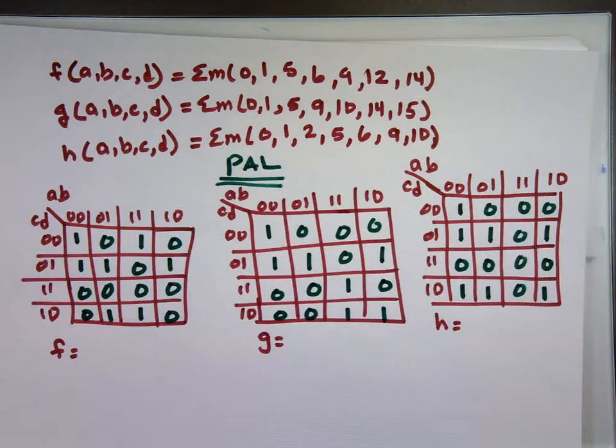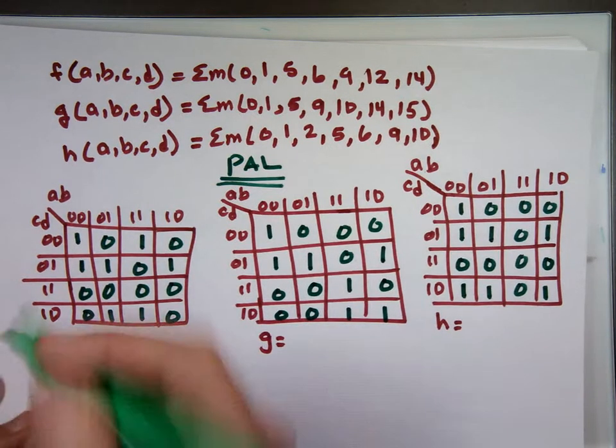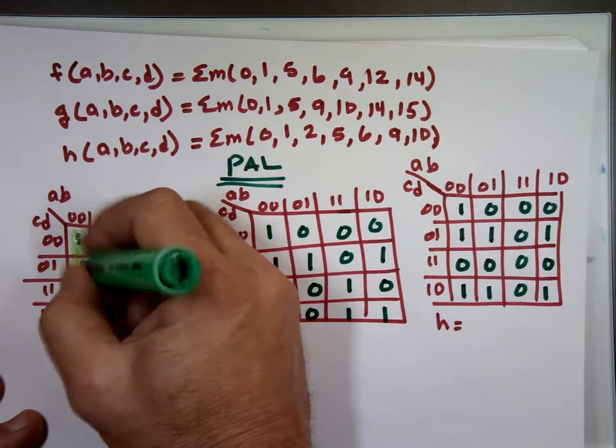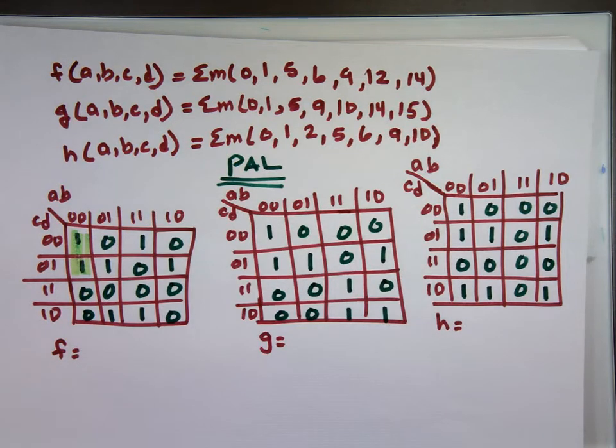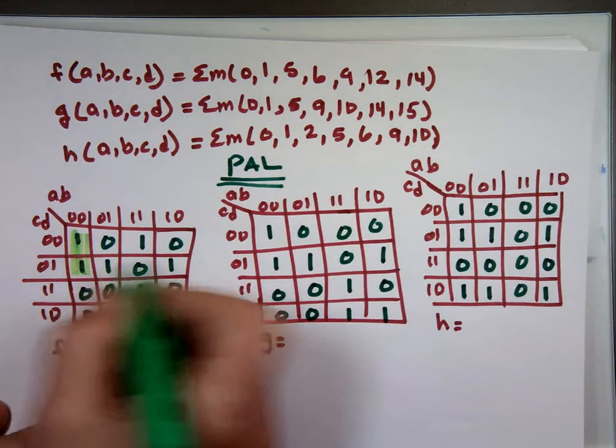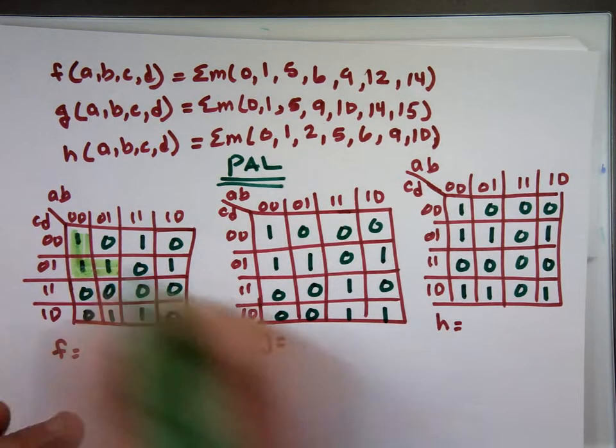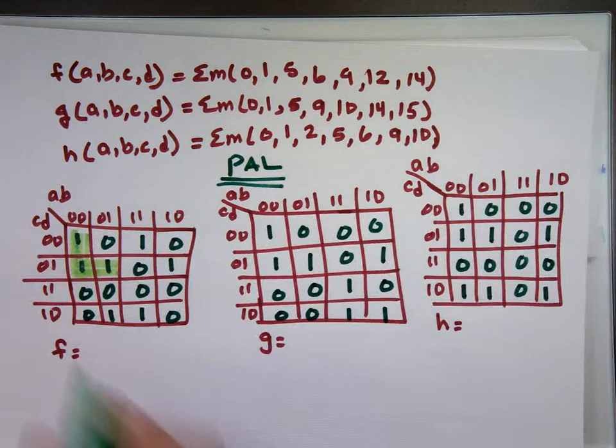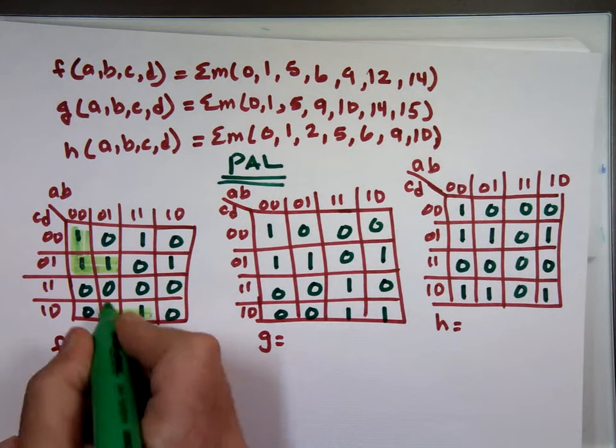Let's see. To group these, let me highlight them. I can go this way. I don't know if you can see that on the screen. That's a possibility. This is a possibility to get this one. Can you see that? To get these two, there's a possibility.